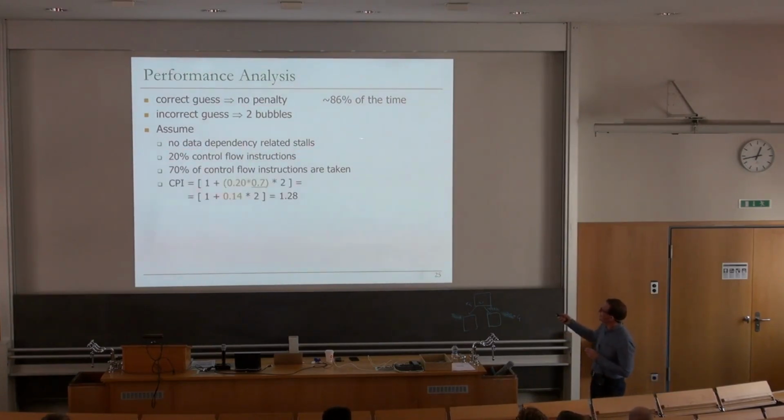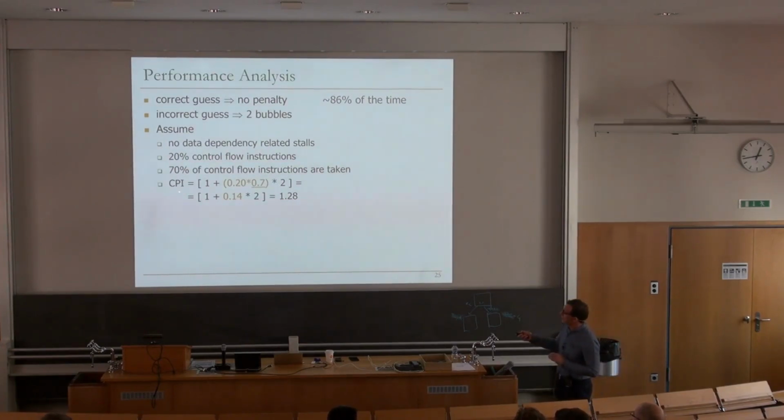That's how I got the 86% of the time over here. Basically, 20% of the instructions are control flow. 70% of those are taken. If you're actually predicting the next instruction is not taken, you're incorrect 70% of the time. Right? That doesn't sound good.